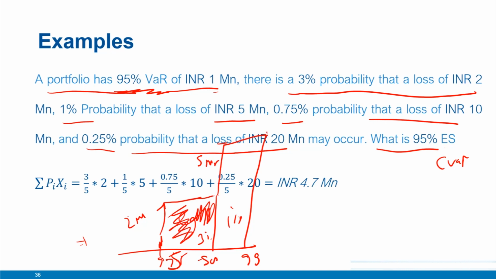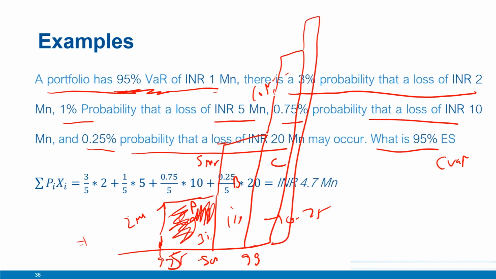Next, another 0.75%, and I'll draw a rather thin bar to indicate that this is 0.75%. In this region, first is A, this is B, this is C, and the height is 10 million. Another very thin bar with a very remote possibility of 0.25, the region D, which has an area of 0.25, 20 million. So these are the four regions.